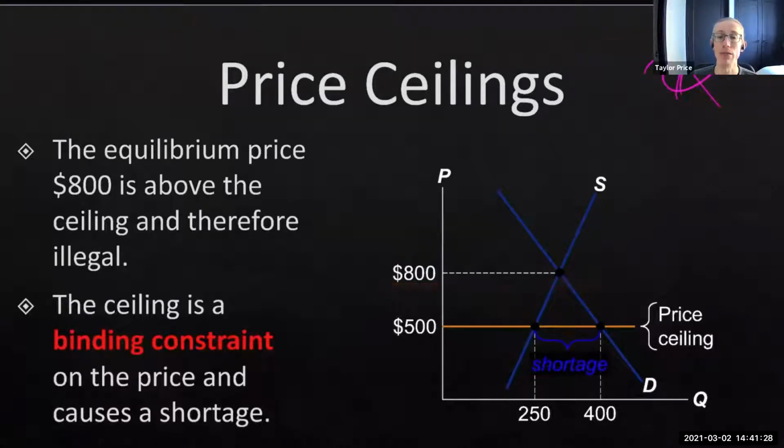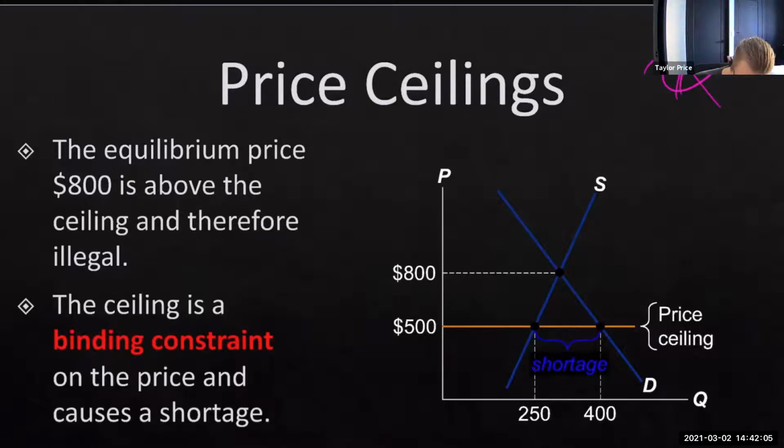When a price ceiling is binding, there's a shortage in the market. All I mean by a shortage is that the quantity demanded is greater than the quantity supplied. What that's telling us is there is a greater demand for apartments at a price of $500 than there is a supply of apartments. So there is a shortage of apartments for rental at a price of $500.